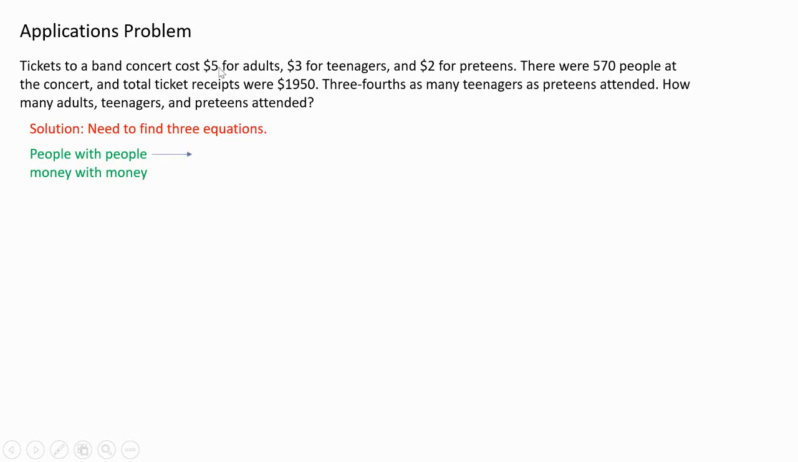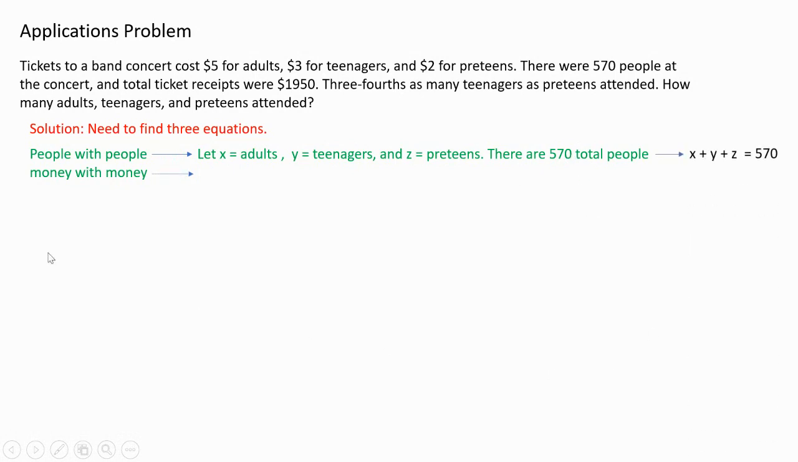So people, right? So we have adults, teenagers, and preteens. So let's set x, y, and z. Let x equal adults, in order, y equal teenagers, and z equal preteens. So there's a total of 570. So it's going to be x adult seats plus y teenager seats plus z preteen seats equals 570.